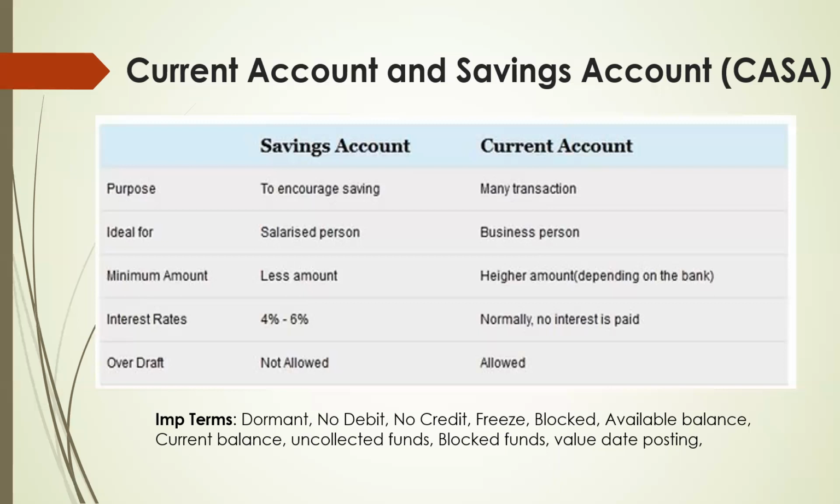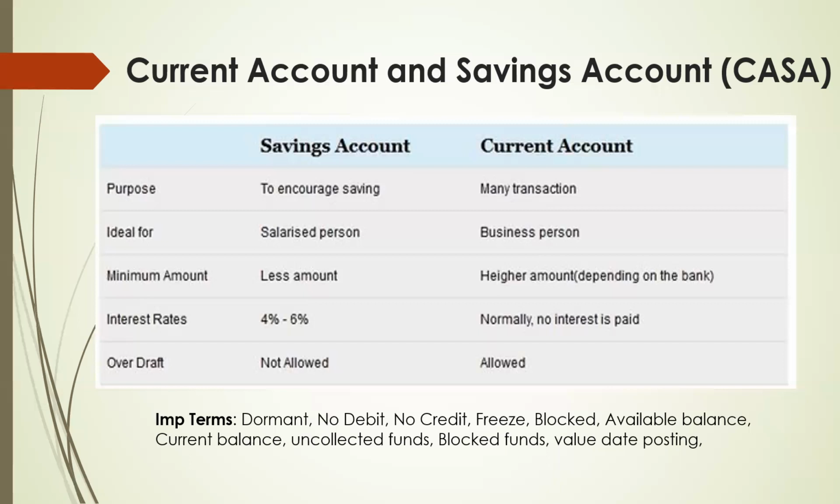And then, as I mentioned, savings account is meant for salaried persons or individual people who do not make many transactions, and meant for savings purpose. And current account is meant for business people.